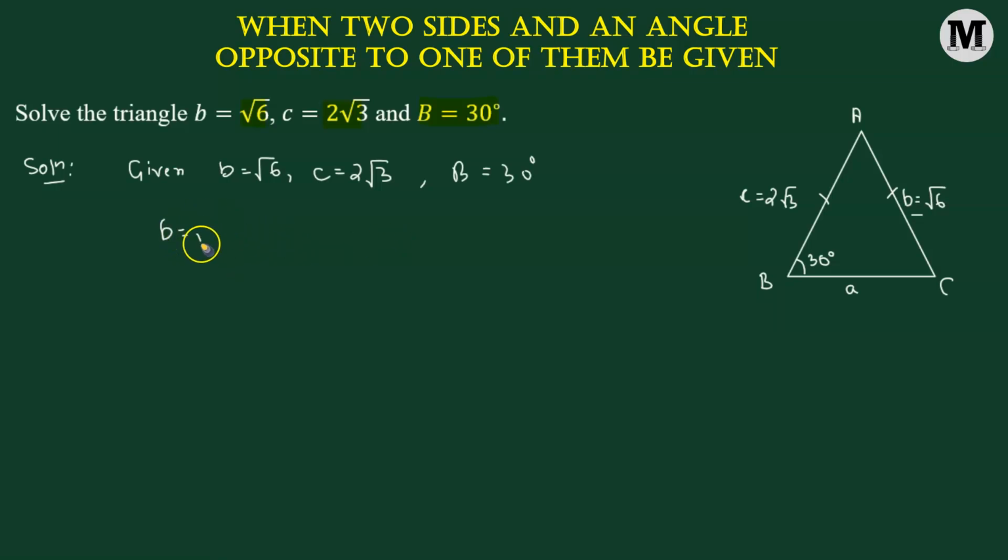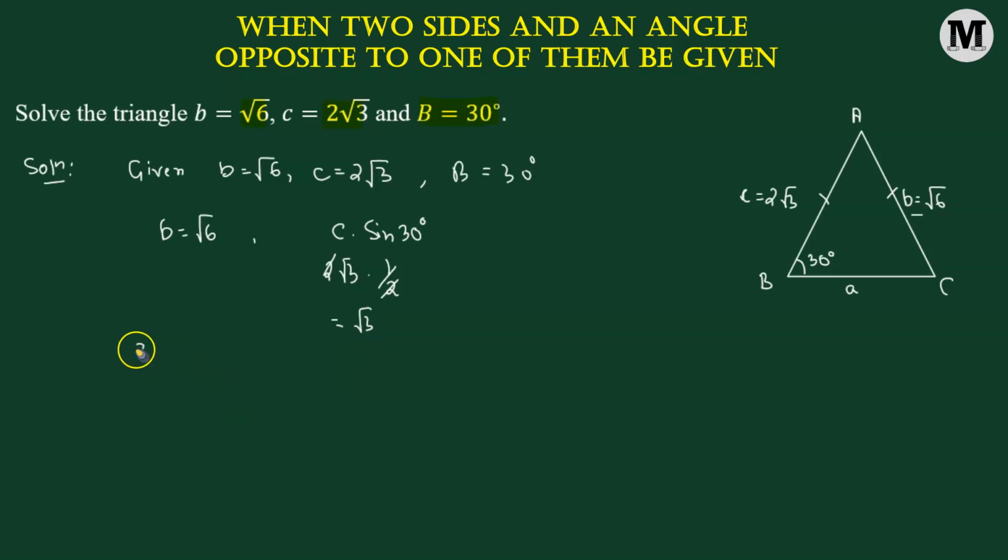b is square root of 6, and then we take the side that is adjacent to the given angle. That means we have the side c. We'll take the side c and multiply it by sine of the given angle, so sine of 30 degrees. The c value is 2 times square root of 3, and we multiply it by sine 30 degrees. We know that is 1/2. So we have 2 and 2 cancelling out. That gives us square root of 3.